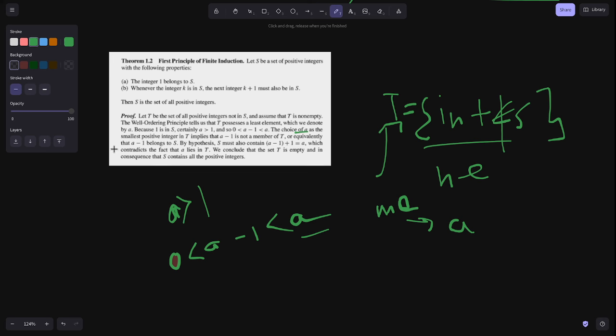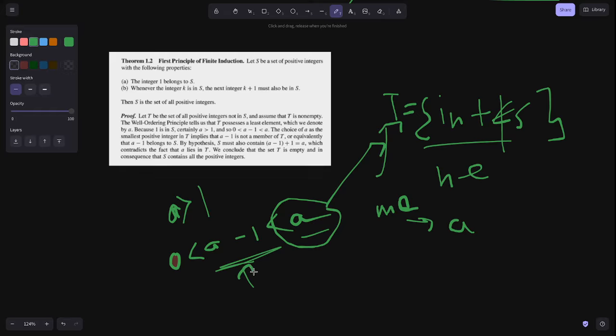The choice of a is the smallest member. a minus 1 is not a member of T. Why? The choice of a as such implies: if this is the smallest element in T, then this cannot be in T, right?